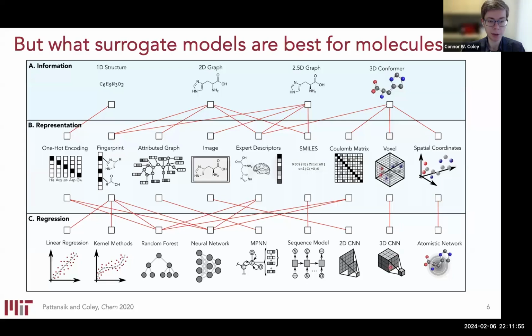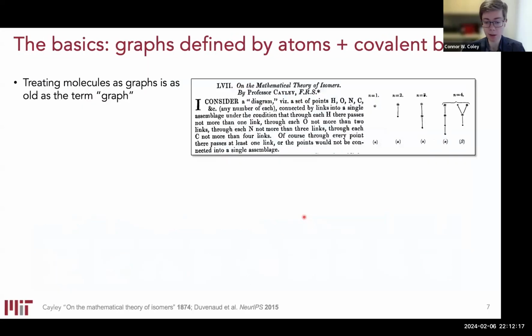And all of them are compatible with different choices for the regression architecture, like the model itself. So many of you will be familiar with the standard machine learning pipelines, random forests, neural networks. For graphs, what's best suited tends to be these message passing neural networks. And so we'll dig into that a little bit in more detail because that's one of the representations and models that we spend a lot of time with.